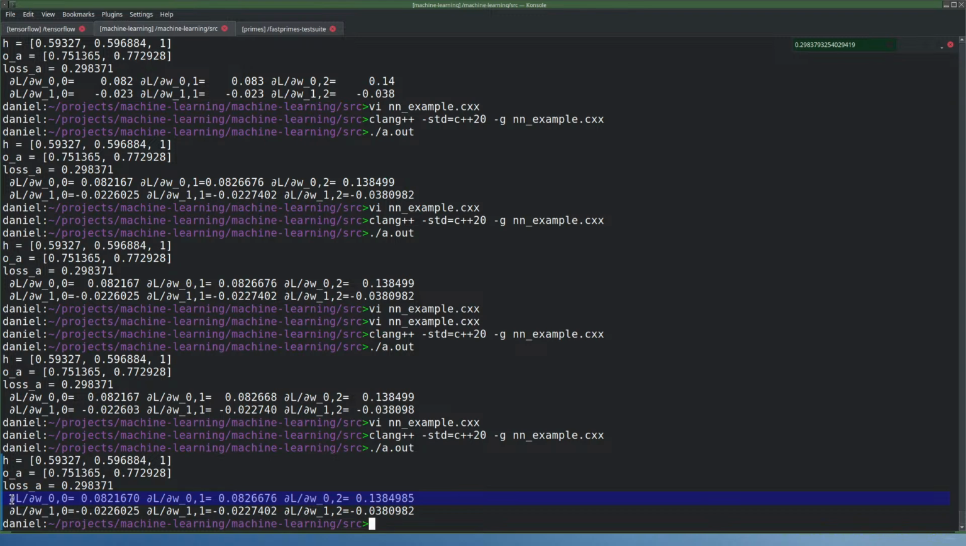So each of these is calculated by changing W00 a little bit. And this is then the change in L divided by that little bit. And then of course for all weight values. Done. Then this should be the gradient matrix, gradient W of L.